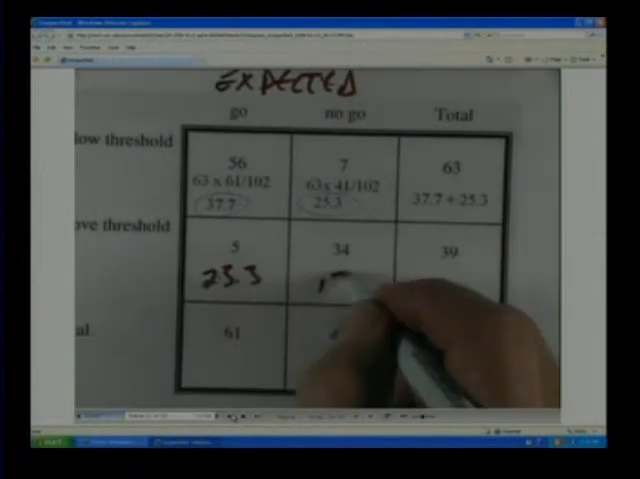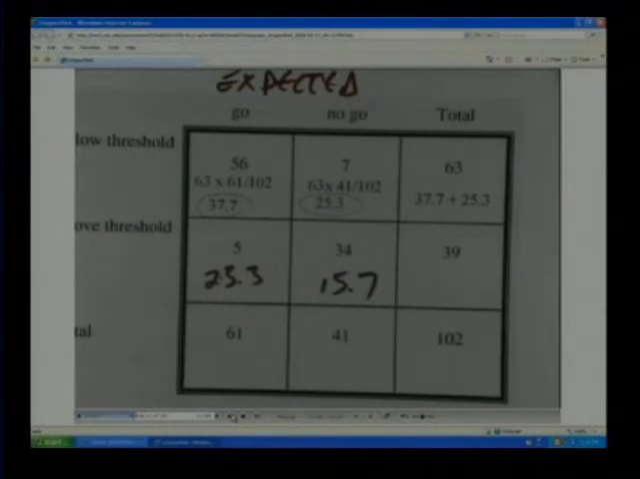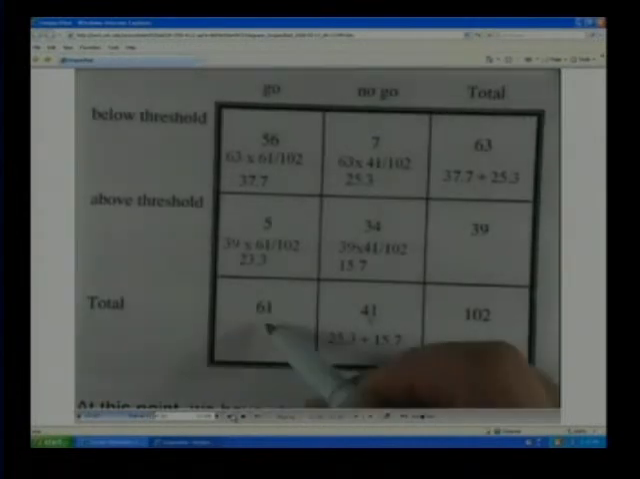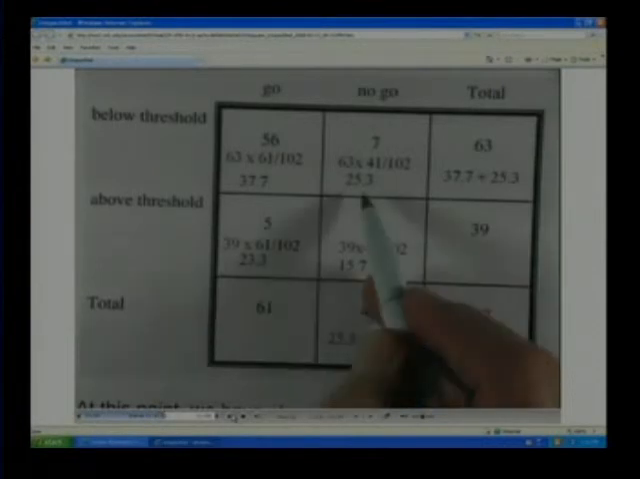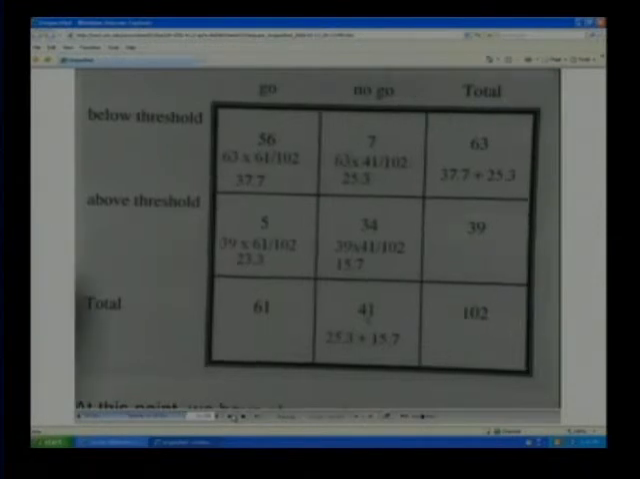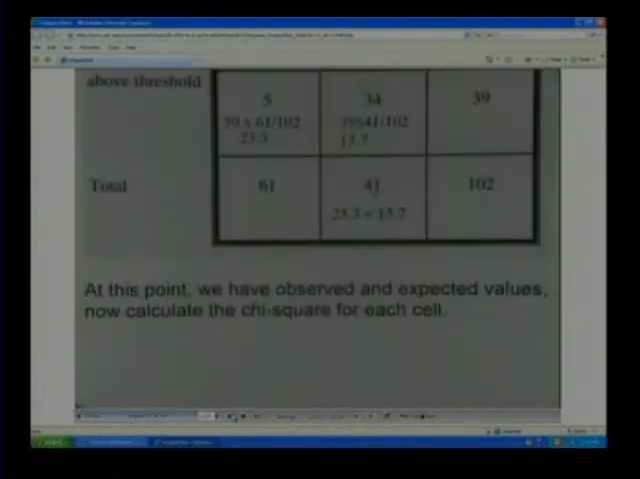Now, notice that when I do that, the 37.7 and the 23.3 add up to 61, so I can do another check on my data. 37.7 plus 25.3 adds up to 63. So you can see that it does check out, that when you do these calculations, you still get the same marginals. At this point, we have both the observed and the expected values.